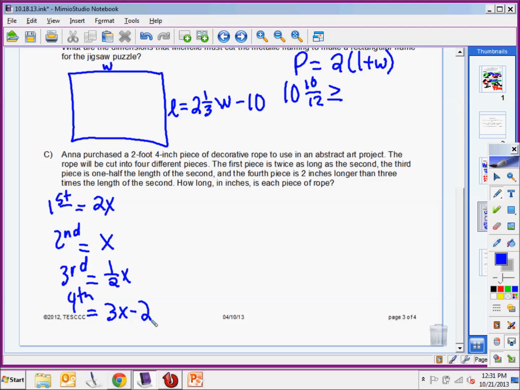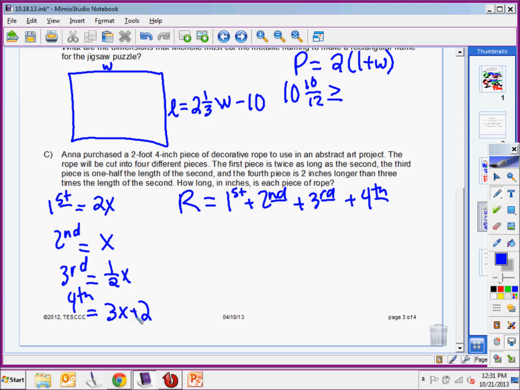If I'm trying to find out the full length of the rope, it's going to be the first plus the second plus the third plus the fourth. It says 2 inches longer, so wouldn't it be plus? Yes, it's plus 2. I heard someone say minus 2. Give it a second.